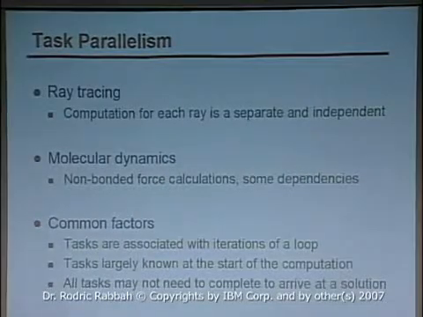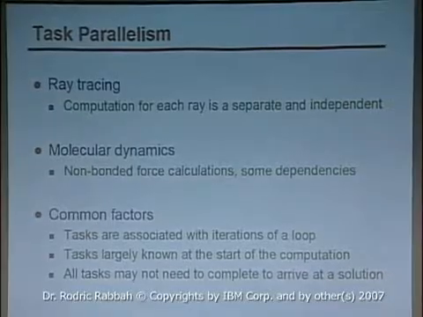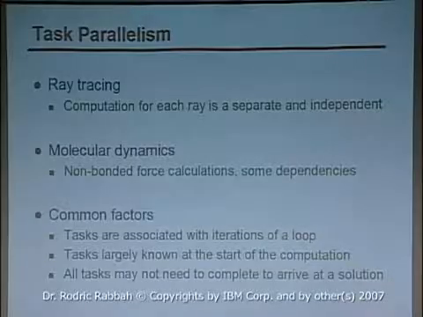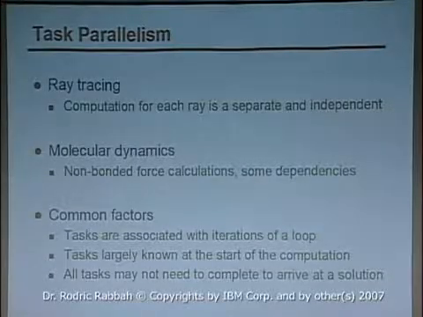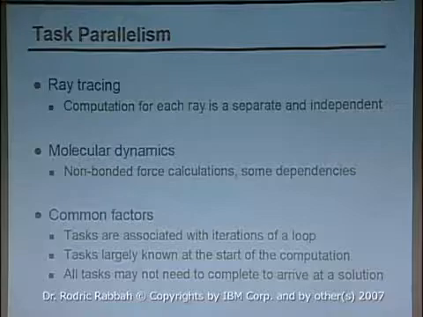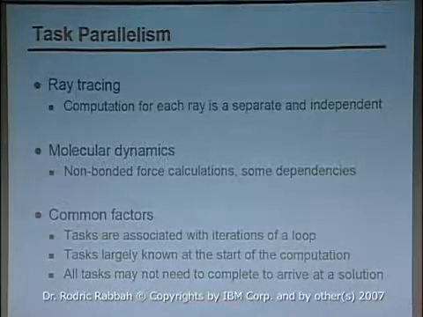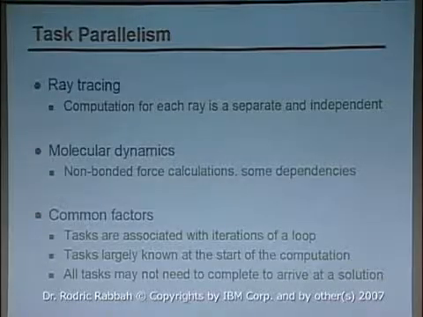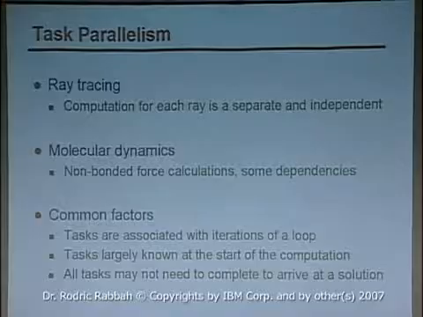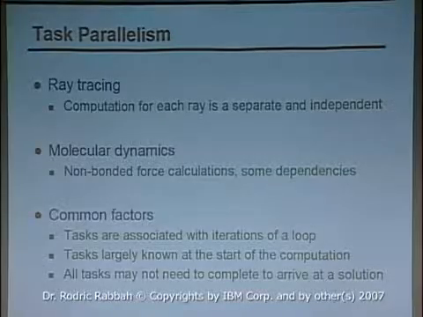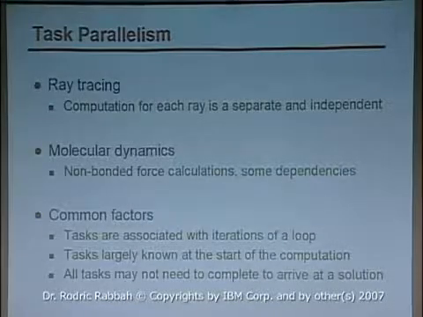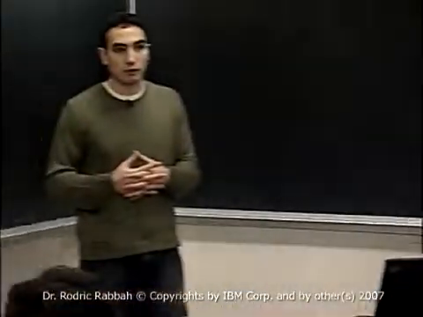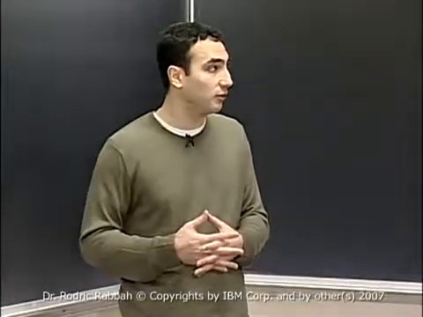In task parallelism, I've listed two examples here, but really any of the things we've talked about in the past fit. Ray tracing: you're shooting rays through a scene to determine how to render it, and each ray is a separate and independent computation step. In molecular dynamics, you're trying to determine the non-bonded force calculations. There are some dependencies, but you can do each calculation for one atom independent of any other. And then there's the global dependence of having to update or communicate across all those molecules to reflect new positions in the system.